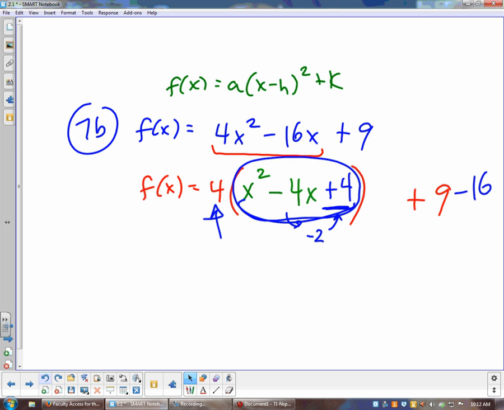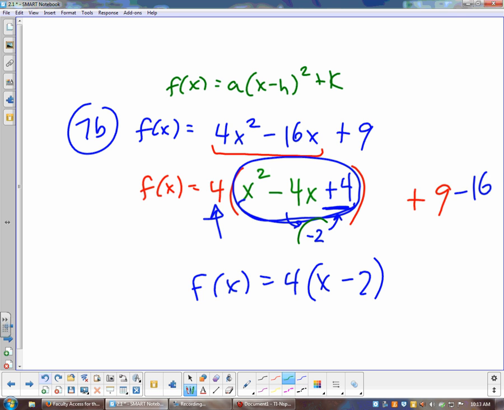All right. So if we subtract 16, we can now rewrite our function as f of x equaling 4. By the way, that 4 is important. That's our a value in our formula. Times x minus 2. Remember, it's this number right here that goes in here. X minus 2, quantity squared, minus 7. And what's the vertex going to be? 2, negative 7. Are we okay with this?